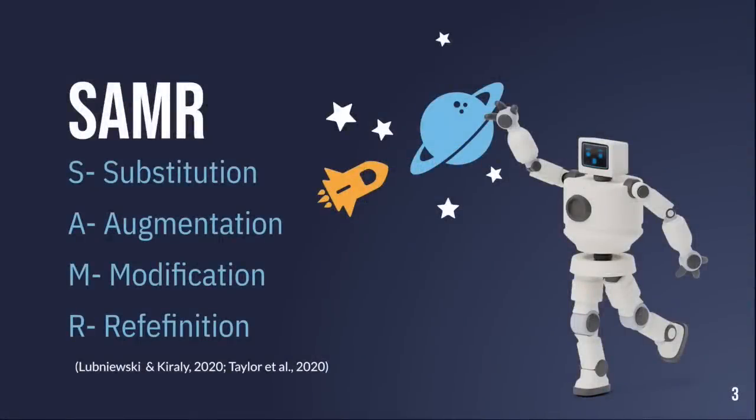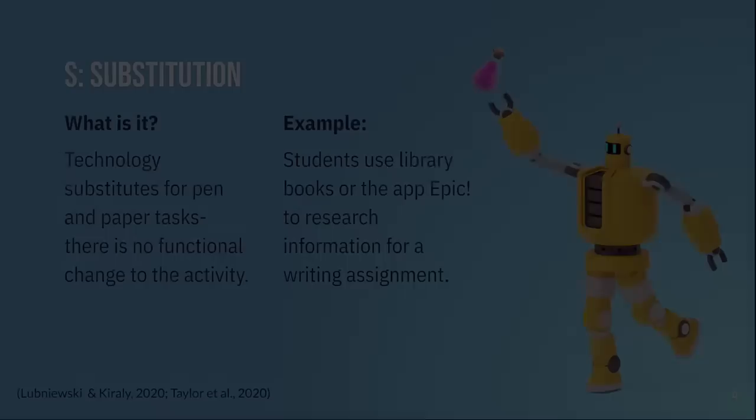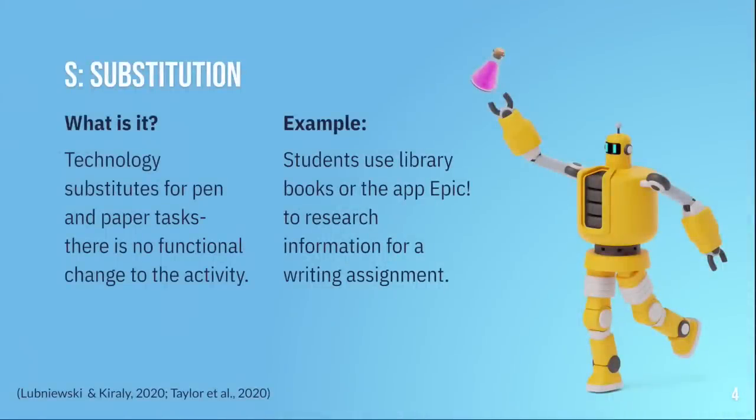So our first tool we're going to talk about is the SAMR model, which stands for substitution, augmentation, modification, and redefinition. And this is a great model for us to be using to think about what kinds of activities we're doing with the technology. So let's start with substitution.